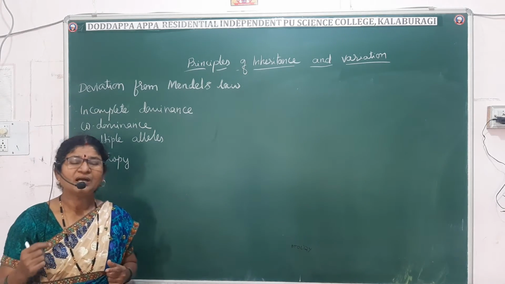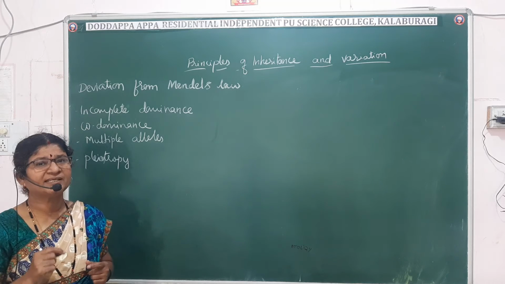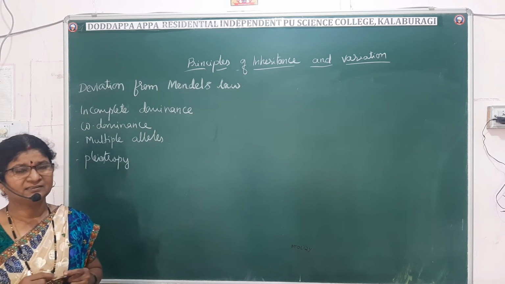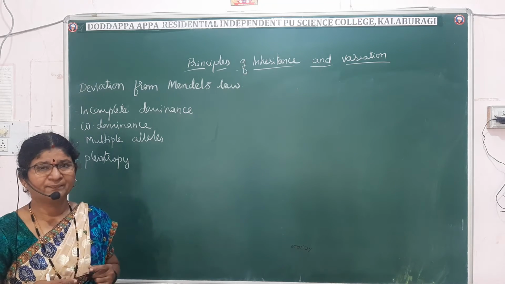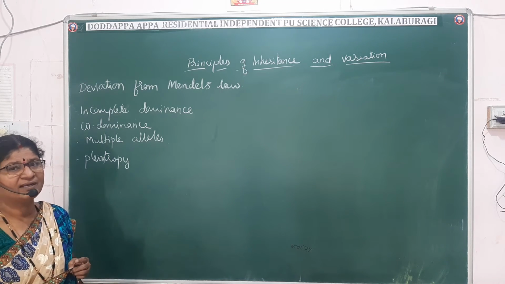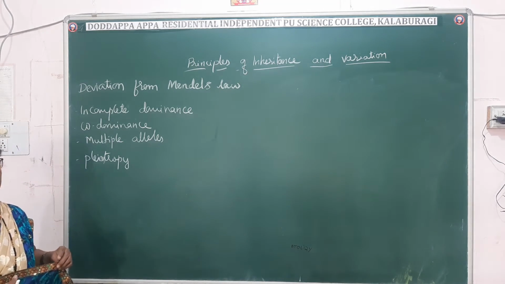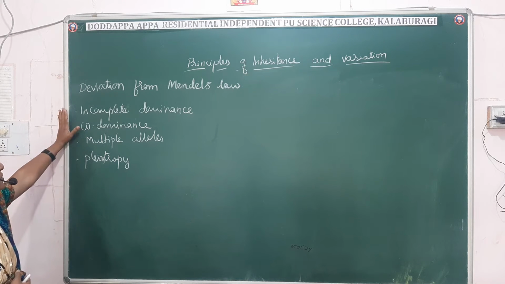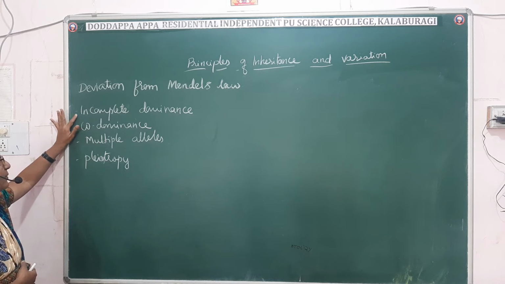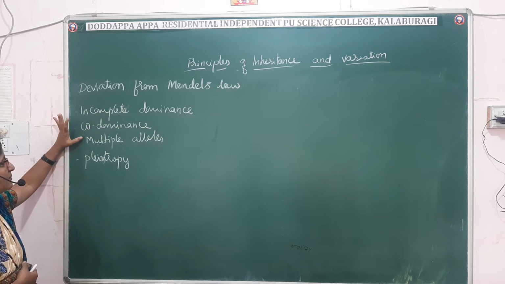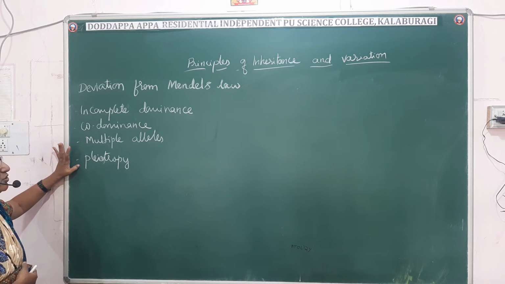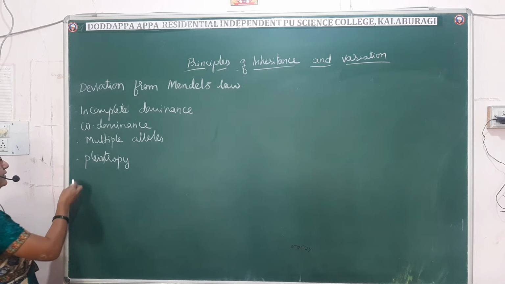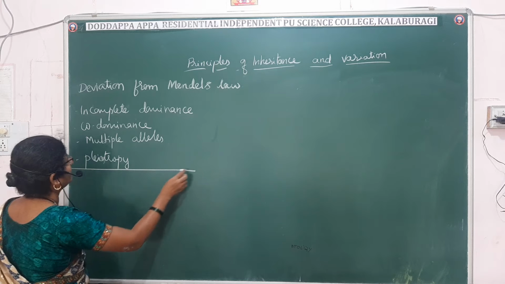But some of the organisms did not obey Mendel's laws of inheritance. The principles they did not obey. Among them, four we are discussing, which are given for the PU syllabus. Those phenomena were called incomplete dominance, codominance, multiple alleles and pleiotropy. Let us discuss one by one. First, let me take incomplete dominance.